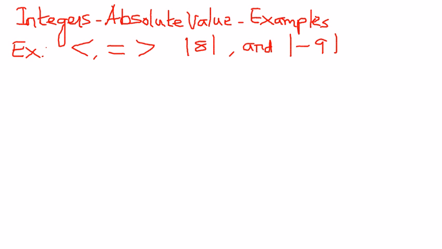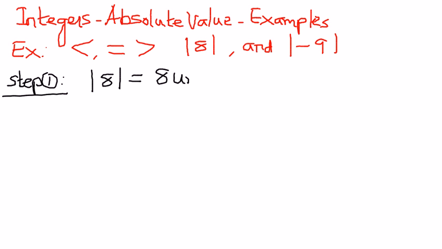So what do we do? We'll start by writing it out in terms of steps. Step number 1. What is the absolute value of -8? It is 8 units. And what is the absolute value of -9? The absolute value of -9 is 9 units.